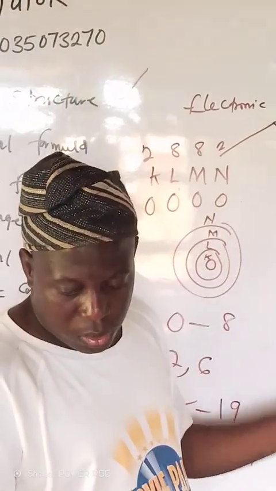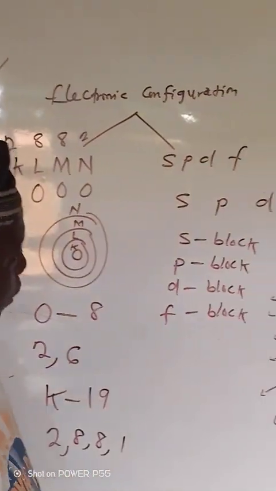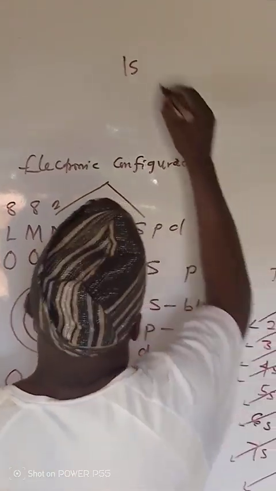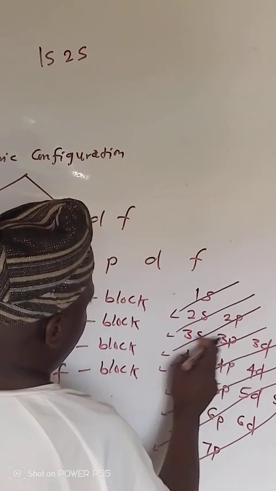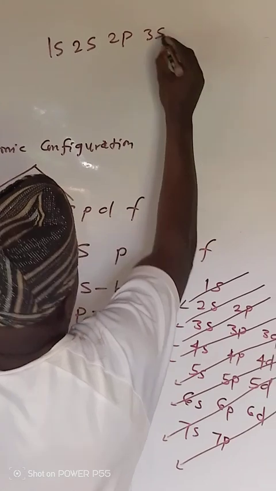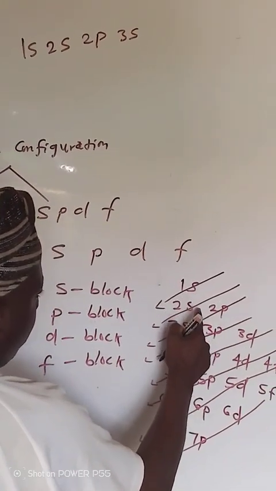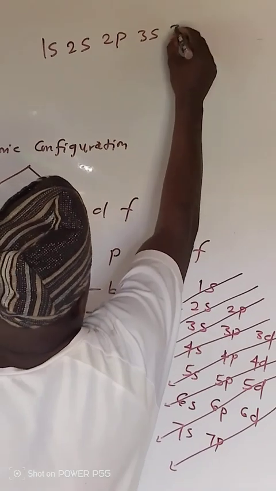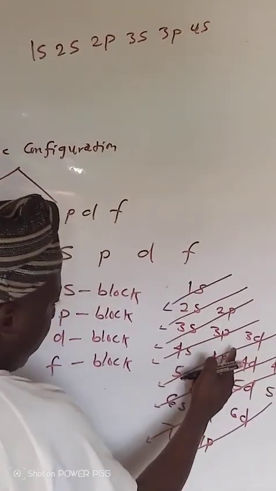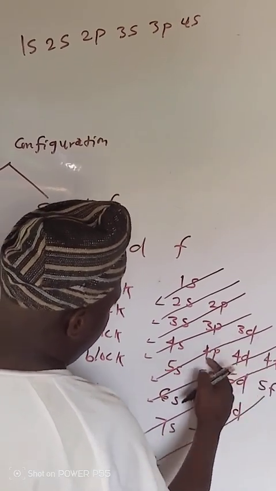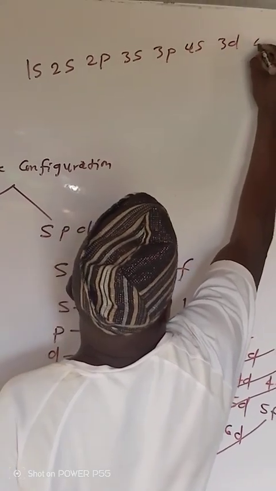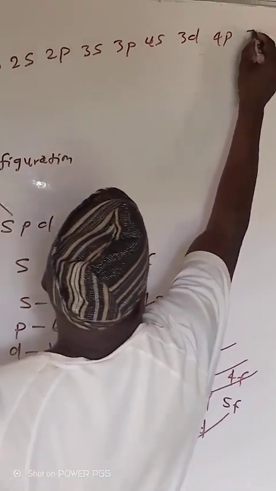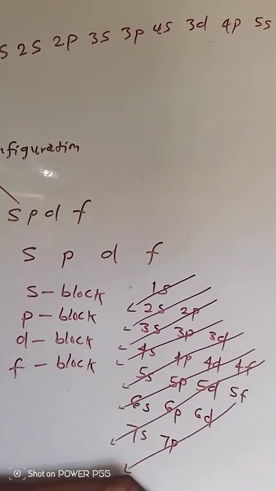It is 7s, 7p. Now, if you want to write this down, the first one is 1s, followed by 2s, 2p, 3s. Then 3p, 4s, 3d, 4p, 5s. Follow like that. That is how we are going to write it.